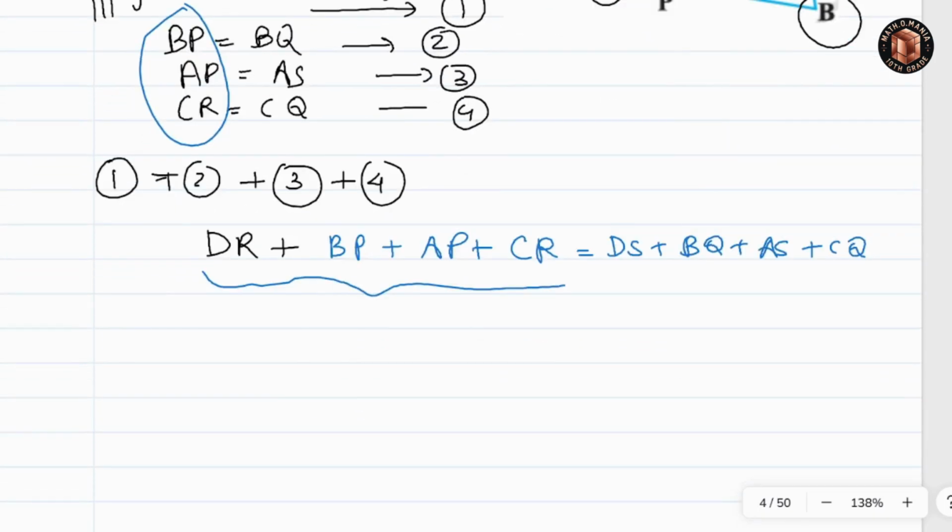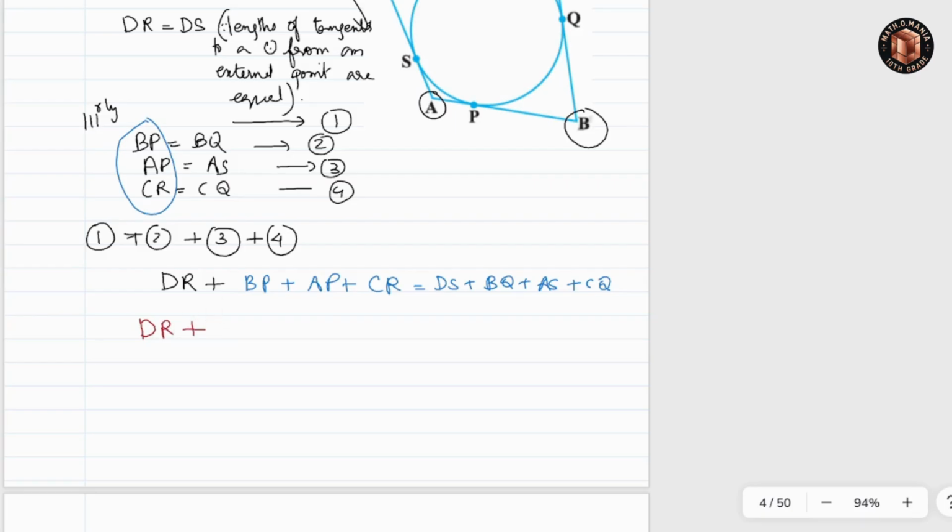Okay, now what I can do is that this one and this one, look, DR and CR, when added together, what I will get? I can now pair up them both. And this one, I will write it together. DR plus CR plus BP plus AP equal to DS plus AS plus BQ plus CQ.